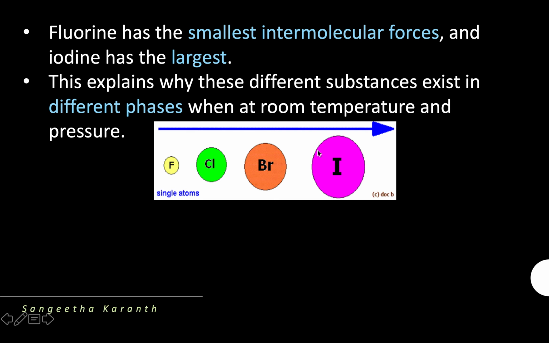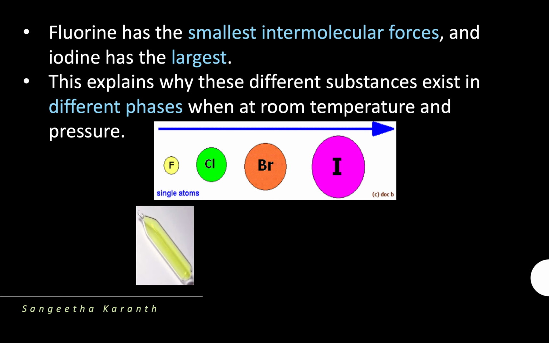Next, if you compare iodine to all these three, iodine has the largest size. So the intermolecular force of attraction between the iodine atoms, that is, we are speaking about van der Waals forces, will be maximum. If the force of attraction is maximum, then the atoms will be closer to each other, and the iodine exists in the solid state because all the atoms are much closer to each other.